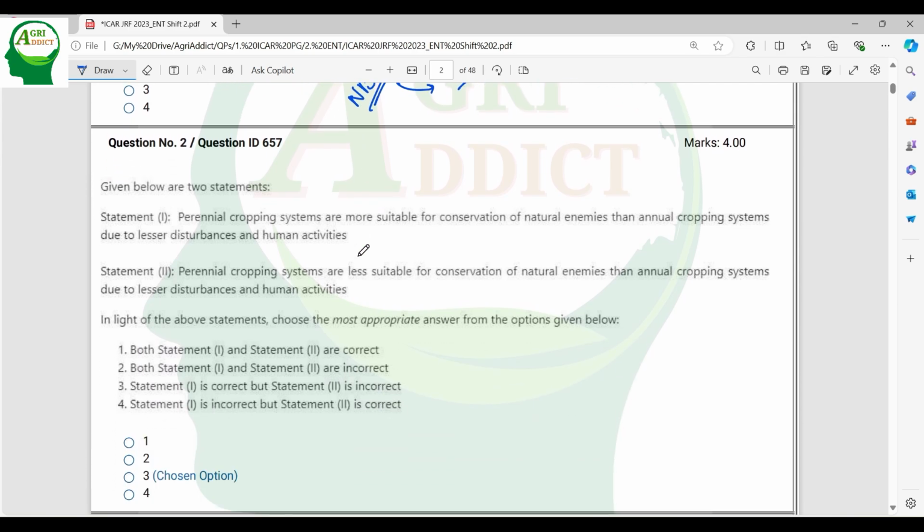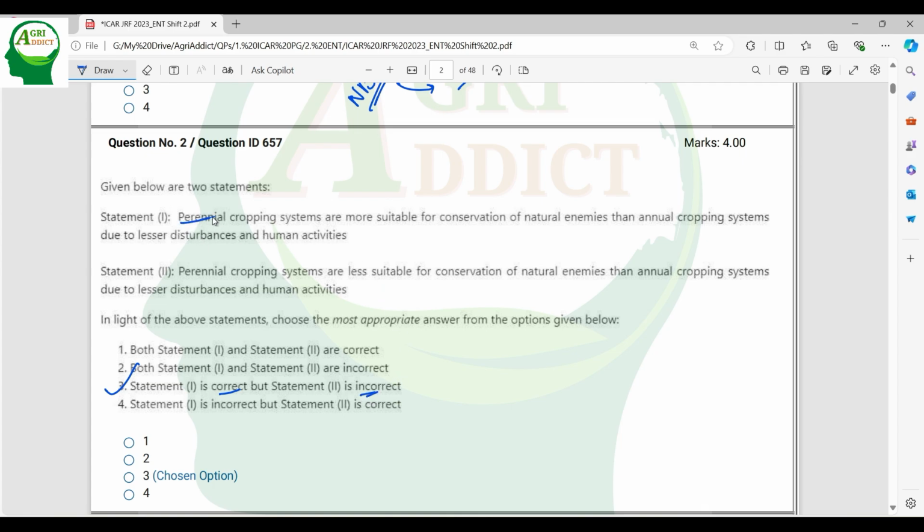The next question is a statement type question. In statement 1 it is given that perennial cropping systems are most suitable for conservation of natural enemies than annual cropping systems due to lesser disturbances and human activities. In statement 2 it is that perennial cropping systems are less suitable for conservation of natural enemies than annual cropping systems due to lesser disturbances and human activities. So here statement 1 is correct, but statement 2 is incorrect.